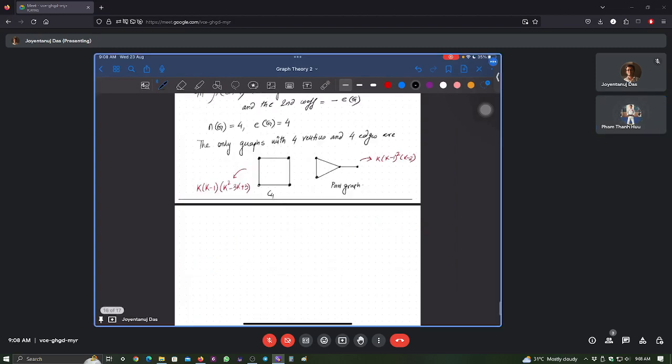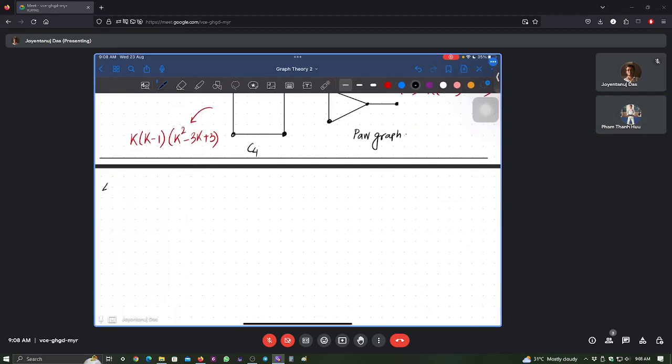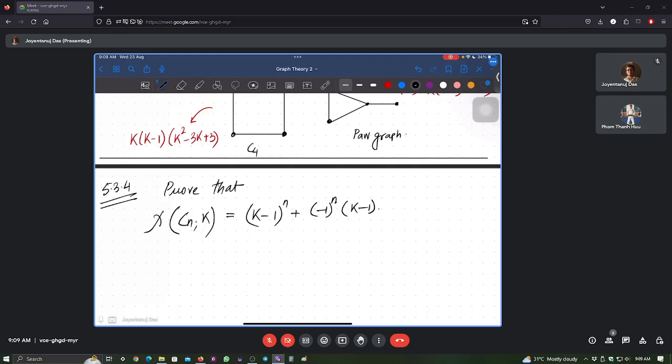Right. The next one is, prove that the chromatic polynomial of the cycle Cn for any n is given by k minus 1 whole power n plus minus 1 to the power n times k minus 1.